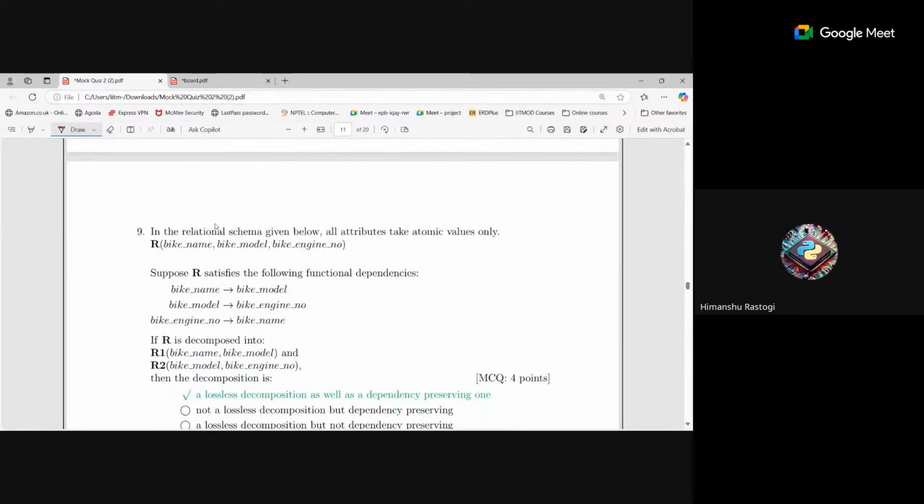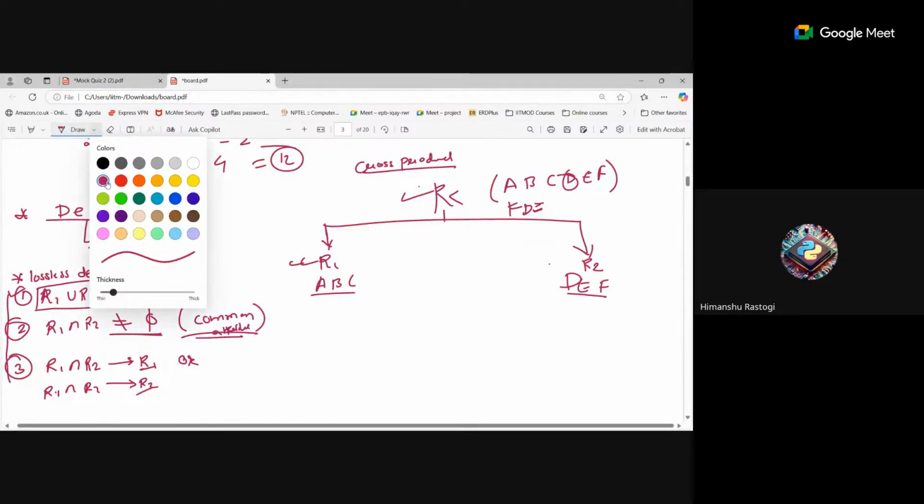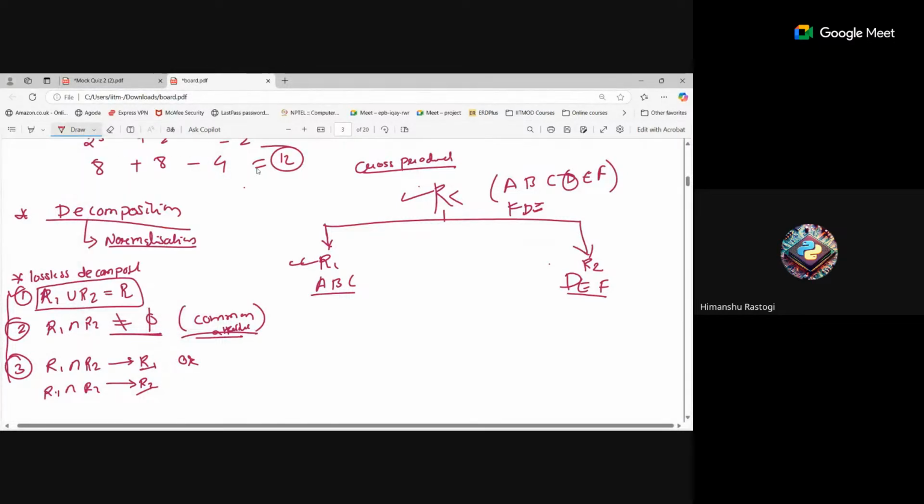Sir, the dependency must be preserved in at least one relation, right? Or every relation? Like if I decompose into four relations, and one attribute is contained in three sub-relations, and that attribute has a functional dependency, must that dependency be preserved in at least one relation or in all the relations that have that attribute? No, no. Any one relation. Only the dependency should get preserved. That's it. It should be there.